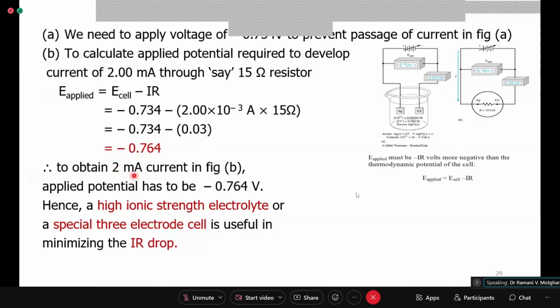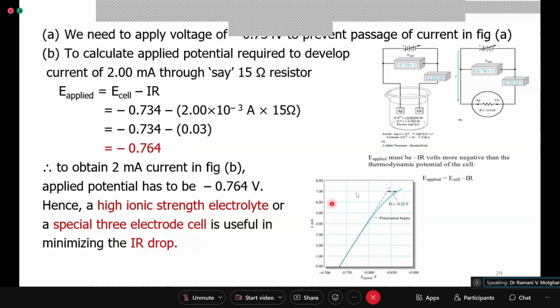So therefore, to maintain 2 milliampere current in figure B, the applied potential has to be minus 0.764 volt. Hence, a high ionic strength electrolyte or a special 3 electrode cell is useful in minimizing the IR drop. So if you are having a supporting electrolyte in this, which will minimize the resistance, then the IR drop can be minimized. The ohmic potential can be minimized by that.